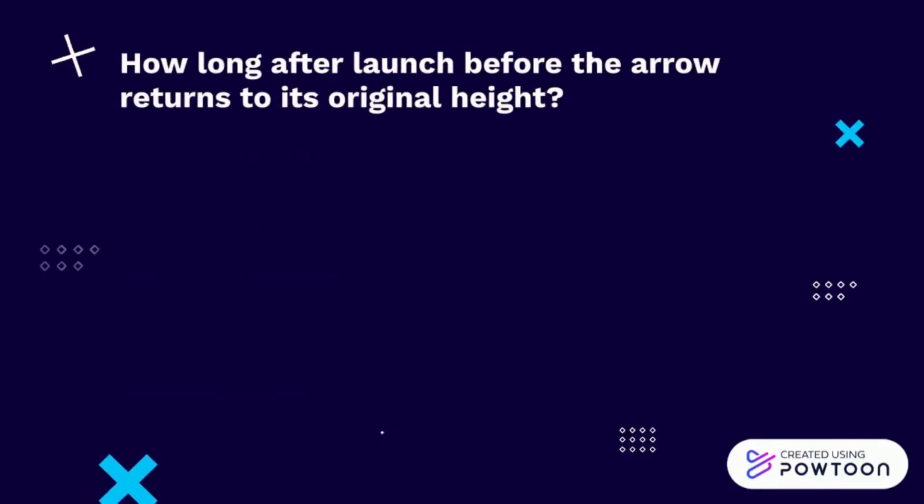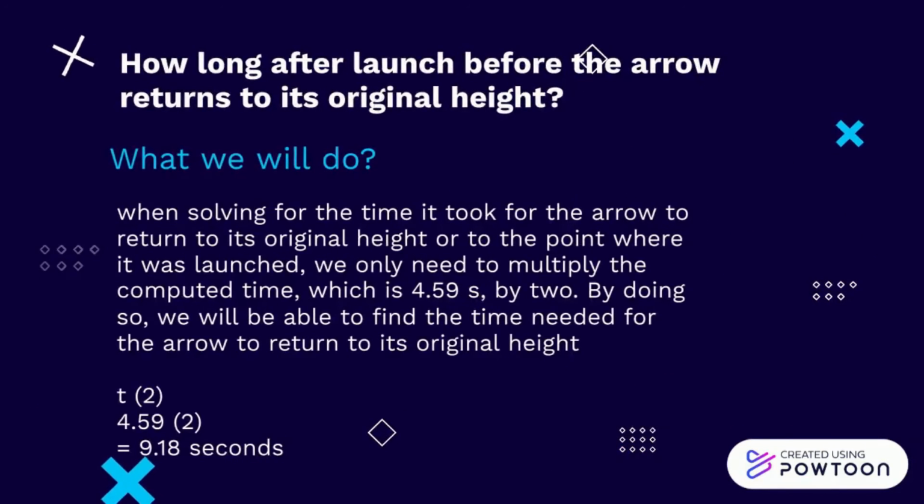Finally, when solving for the time it took for the arrow to return to its original height, or to the point where it was launched, we only need to multiply the computed time, which is 4.59 seconds, by 2. By doing so, we will be able to find the time needed for the arrow to return to its original height, which is 9.18 seconds.